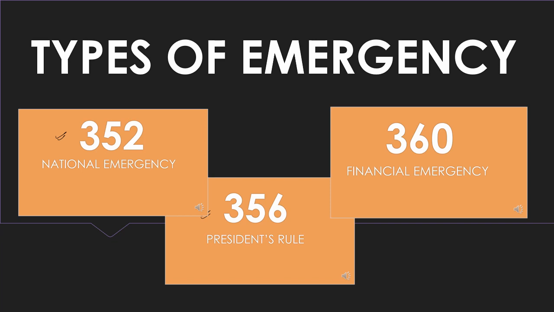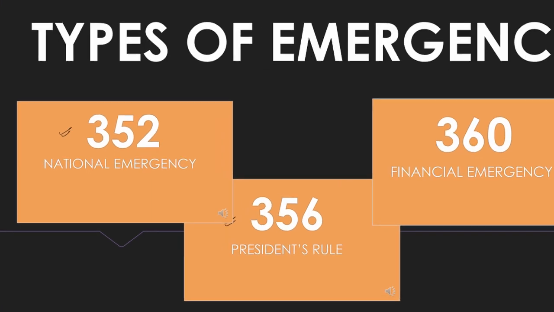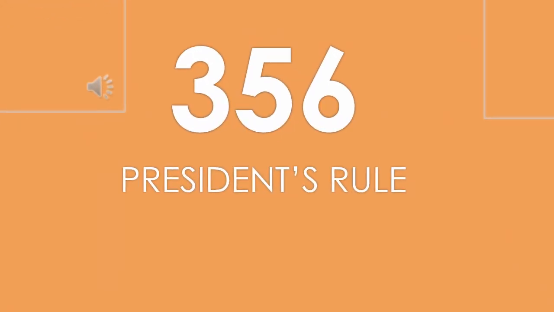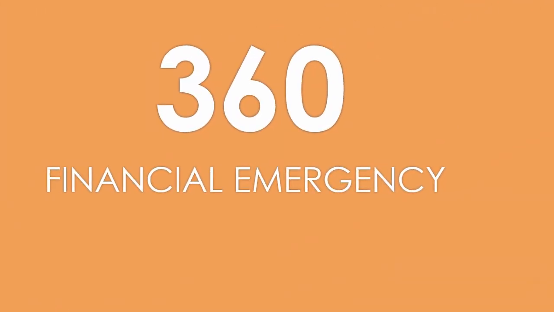Let us look now at the types of emergency. There are basically three types of emergency in the Indian Constitution. The first is national emergency that you find under Article 352. Then there is what is known as the President's Rule, which you find in Article 356. Then the third and final kind of emergency is the financial emergency that is there in Article 360.